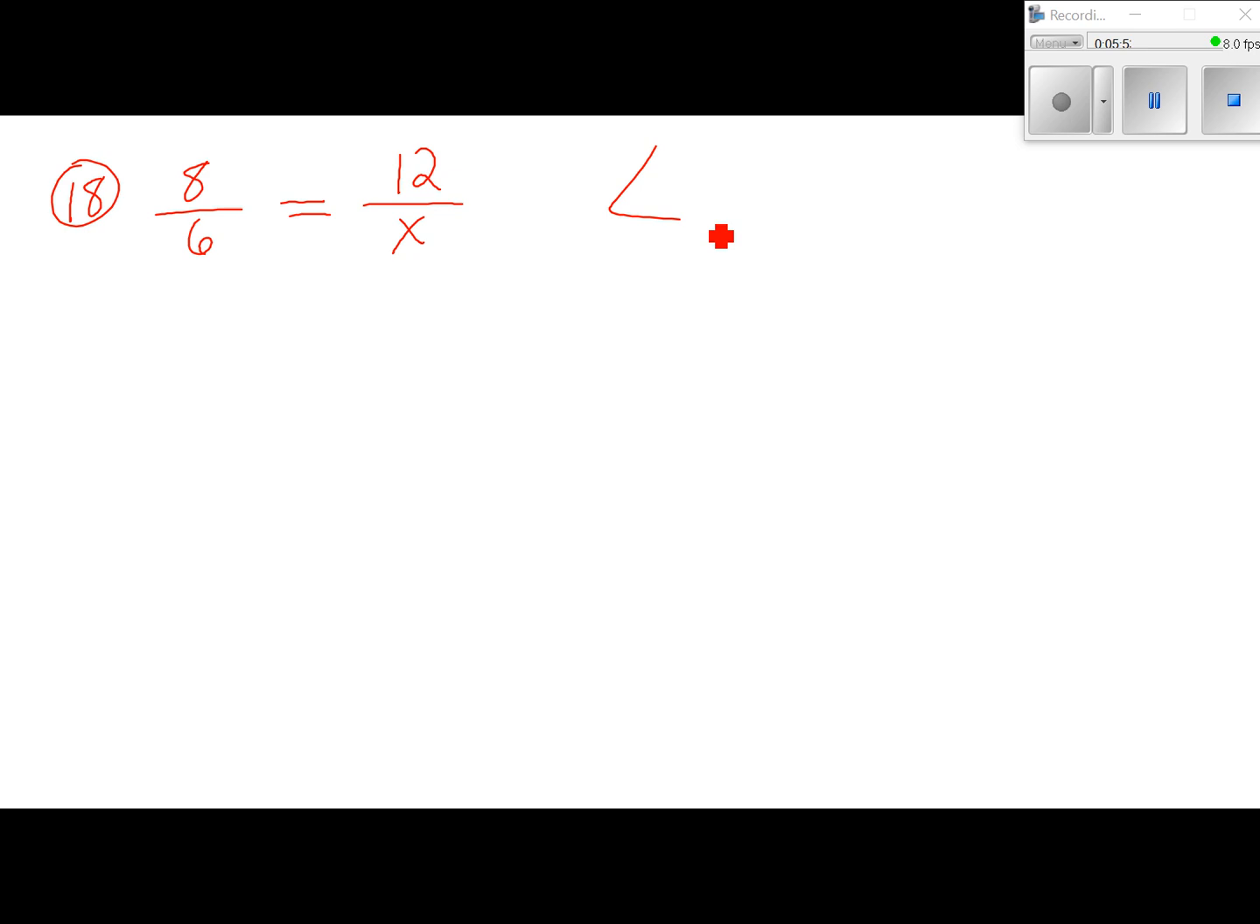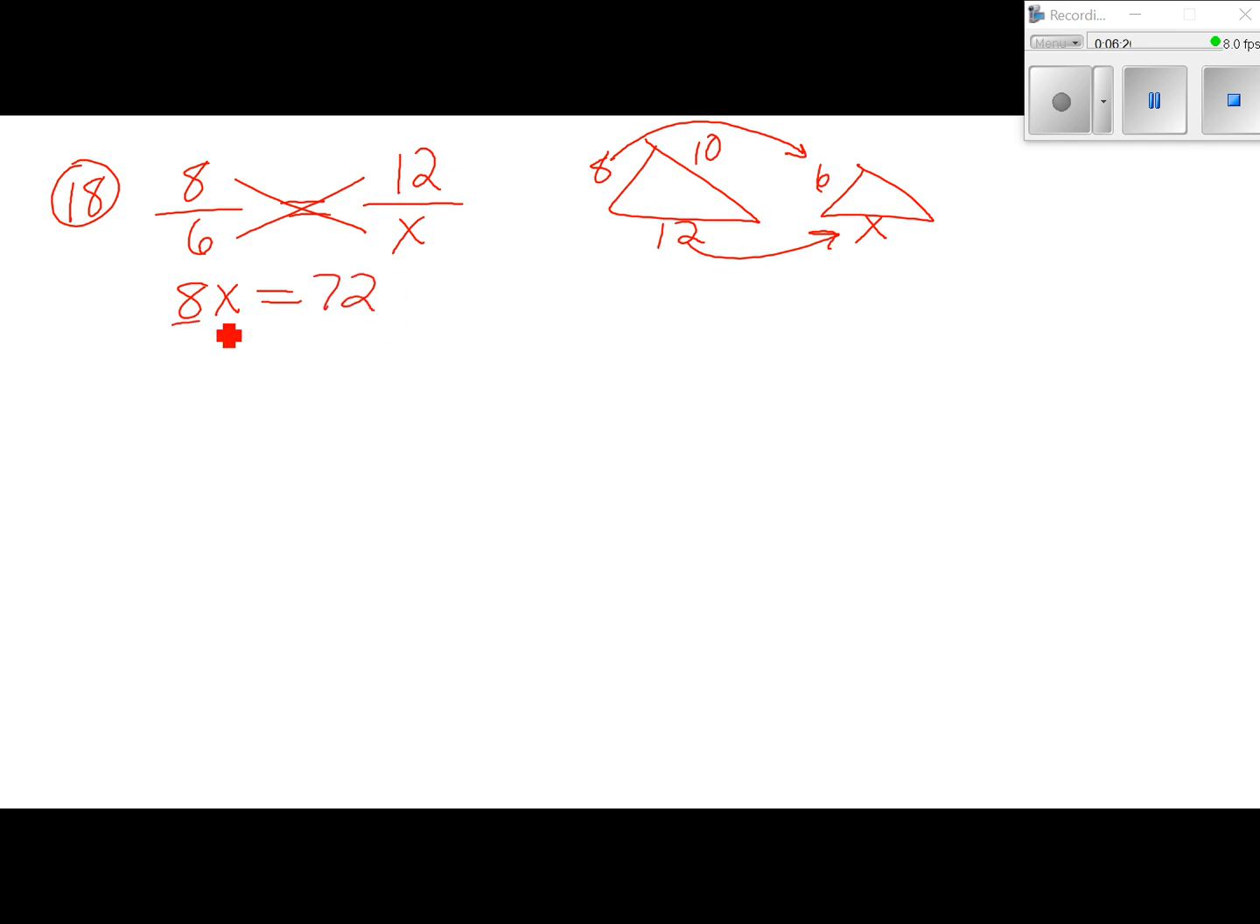And if I draw them over here just real quickly, just make sure that you can see it. This is 8. This is 10. This is 12. This is 6. And we're trying to find this side right here, so that's what I'm going to let be X. So I matched up the 8 to the 6, and I matched up the 12 to the X. Cross multiply, get 8X equals, multiply this way, you get 72. Divide both sides by 8, you end up with X equals 9.